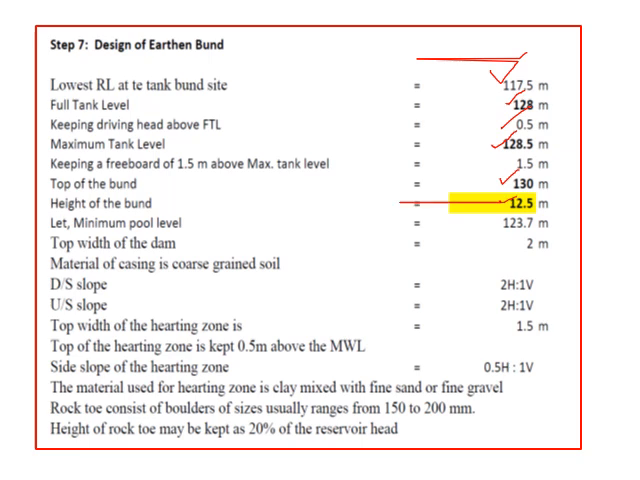Now the minimum pool level is somewhere, because the lowest level comes to about 123.7 meters. Therefore the minimum pool level is taken around 123.7. The top width of the dam as well as the downstream slope.